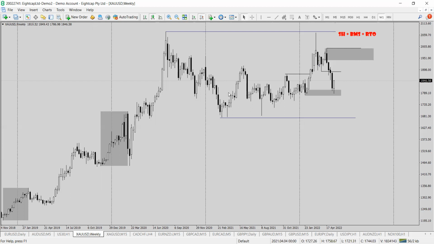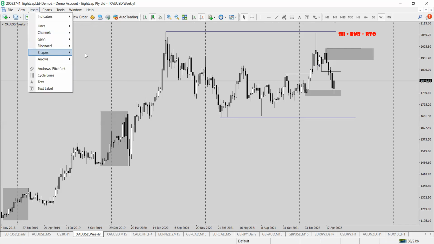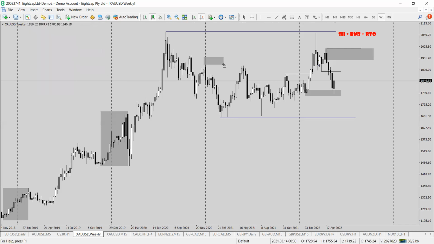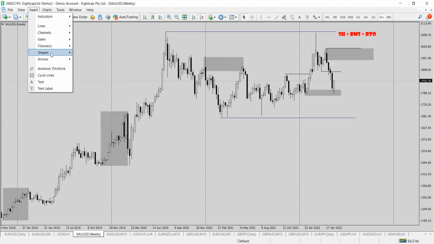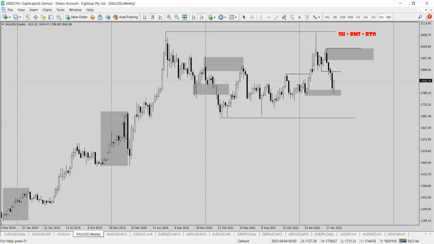But this is where the order is flowing out from. The order is flowing from a strong zone into a weak zone, right? So this is a weak demand, because it was broken below. This is a strong supply, while this is a weak demand, which was broken below.